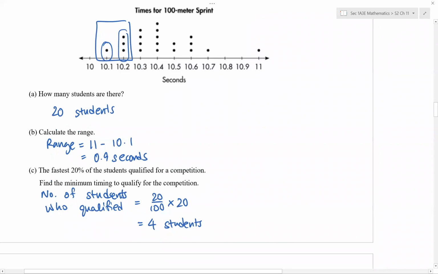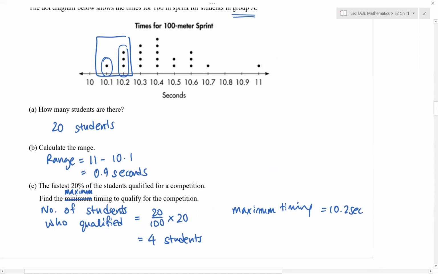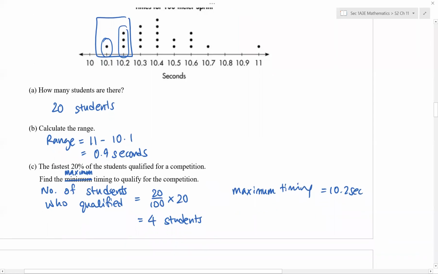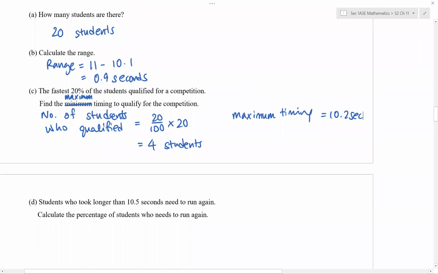Therefore, our qualifying time. Okay, this shouldn't be the minimum, but the maximum timing. Otherwise, it doesn't make sense. The maximum timing to qualify for the competition is 10.2 seconds. Anything more than 10.2 seconds, they are out. Let's move on to part D. Part D says that the students who took more than 10.5 seconds need to run again.